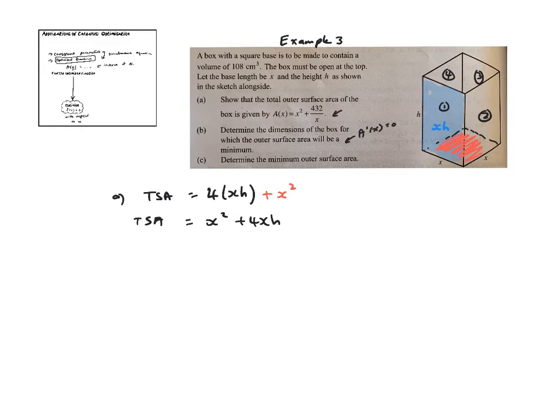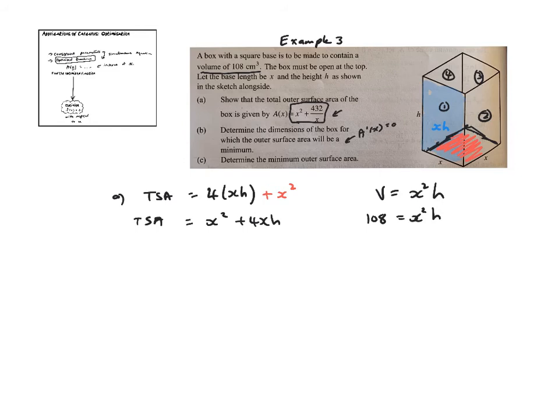All right, but there's no h in the optimized function we want. What else do we know? They told you the volume of the box is 108 cubic centimeters. In other words, how do you find the volume of this box? You would find the area of the base times the height, right? The area of the base is x squared, and h is the height. So the volume is 108, equal to x squared h.